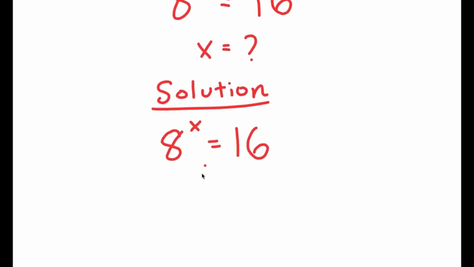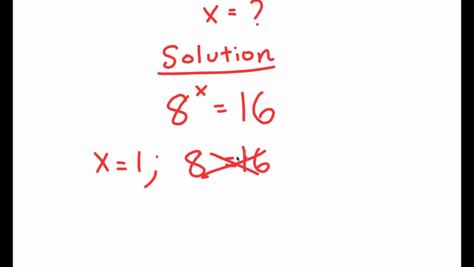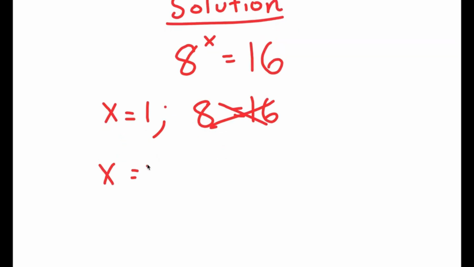Now, before we start doing anything, let's just inspect this problem real quick. If I plug in x equals 1 into this equation, I get 8 to the power of 1 is equal to 16, which is the same thing as 8 equals 16, which is false, right? Now if I plug in x equals 2, I get 8 to the power of 2 is equal to 16, and 8 to the power of 2 is 64. So I get 64 equals 16.